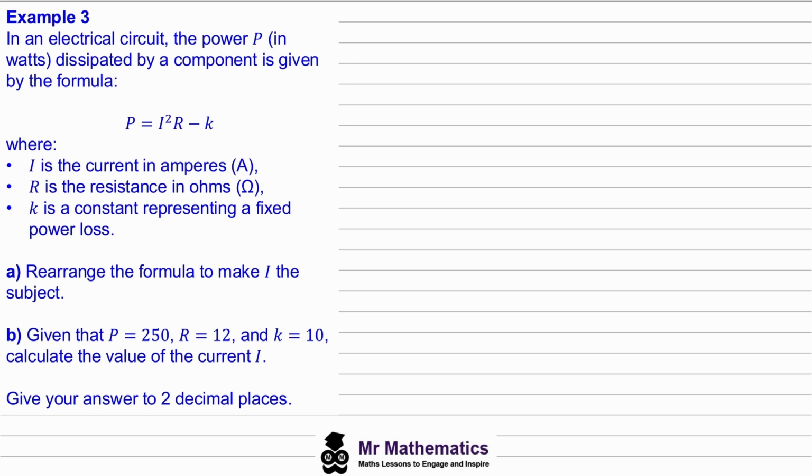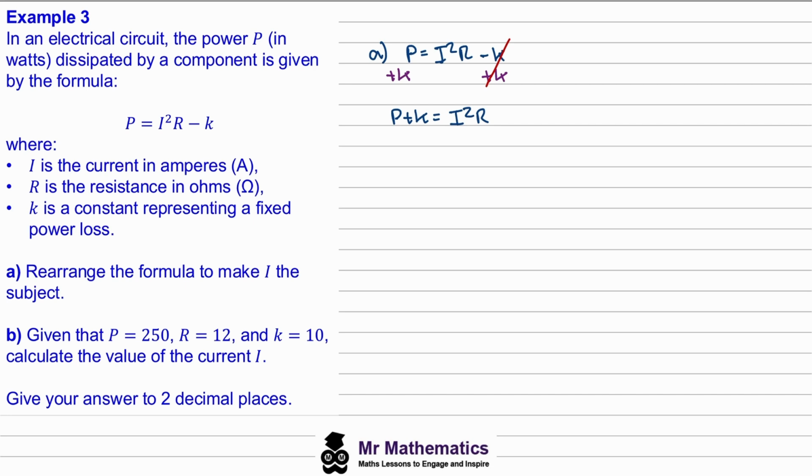Okay, so welcome back if you had a go. So if we know that P is I squared R minus K, and we want to make I the subject, we need to move the negative K, the multiplication of R, and this square term over to the left-hand side. Then we'll have I on its own. So the first thing we'll do, we'll add K to both sides. And then these will cancel. And we've got P plus K will equal I squared R.